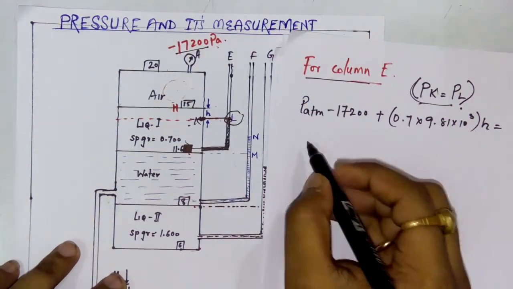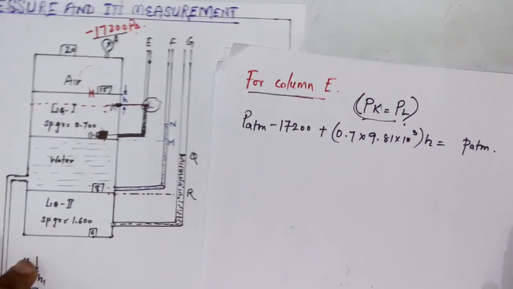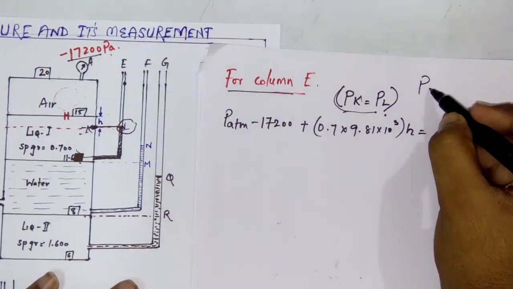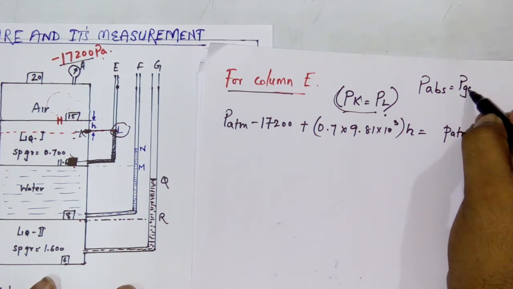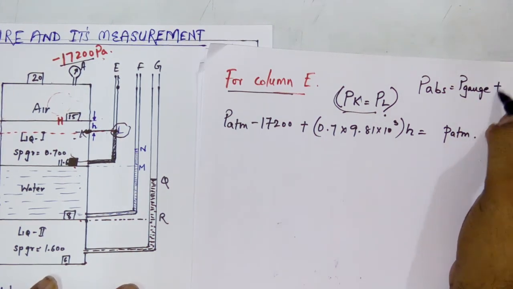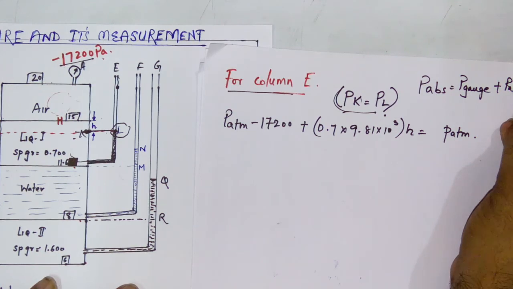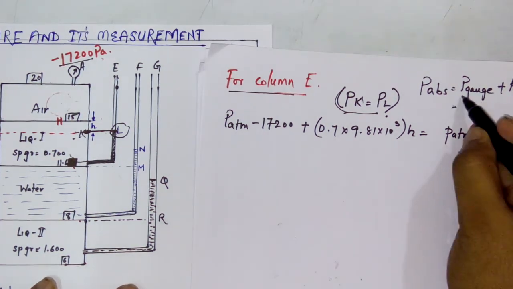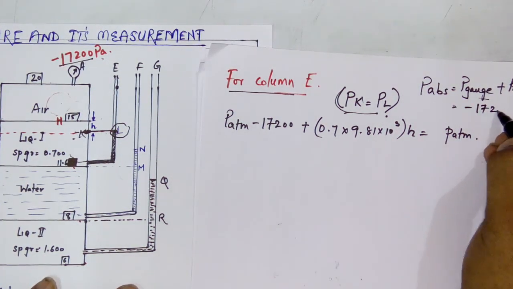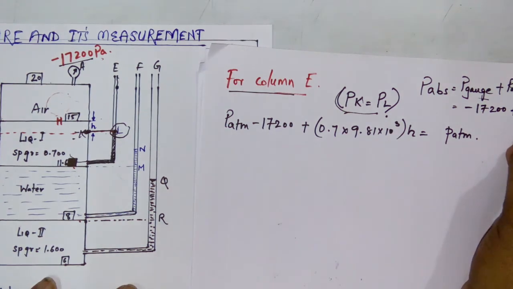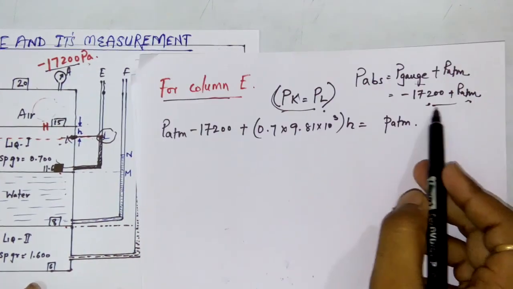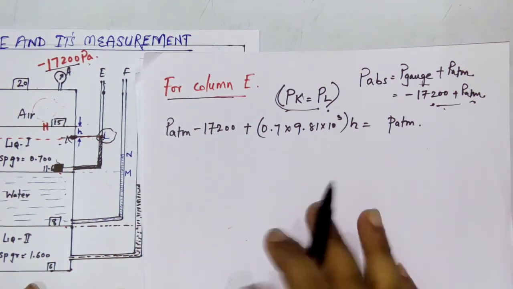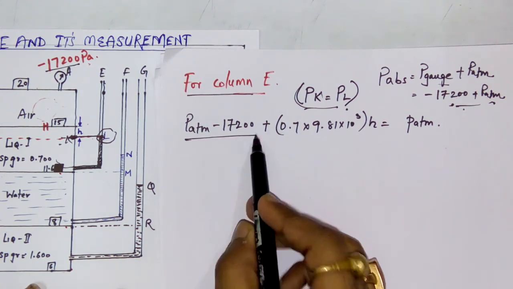So what is my absolute pressure? Gauge pressure is given. So P absolute is nothing but P gauge plus the atmospheric pressure. We know this. So what is P gauge? It is minus 17200 plus P atm. So the absolute pressure is nothing but P atm minus 17200. You can see here, that is what I have written.